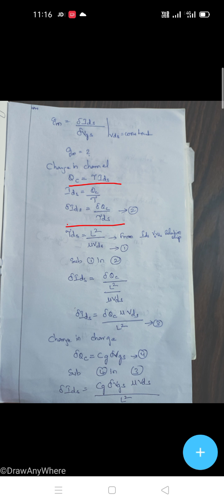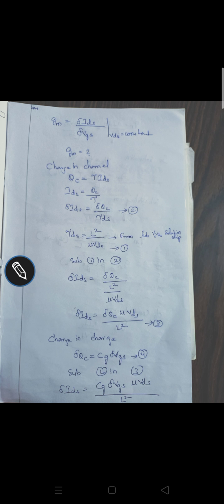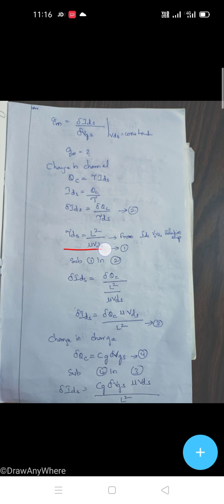And we also have the relationship for tau ds, that is the transit time. From the IDS versus VDS relationship we can write tau ds is equal to L square by mu VDS. This is from the IDS versus VDS relationship, that is tau ds is equal to L square by mu into VDS. Let this be equation 1 and the IDS relation equation 2. So substitute 1 in 2.